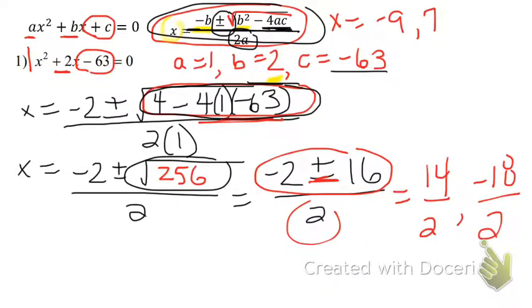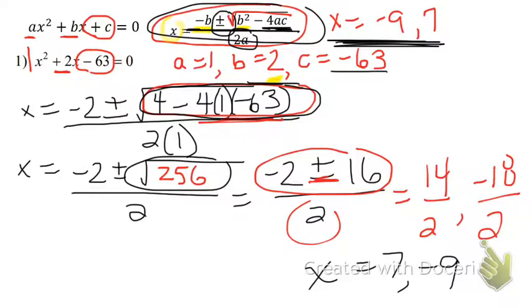Now, see if you can simplify that further. 14 over 2, well, that's the same as 7. -18 over 2, that's the same as -9. So those are my 2 answers for x, which, look back at what we said at the beginning, factoring was a lot quicker, but yes, it does work.